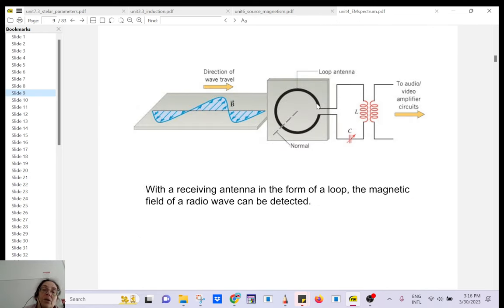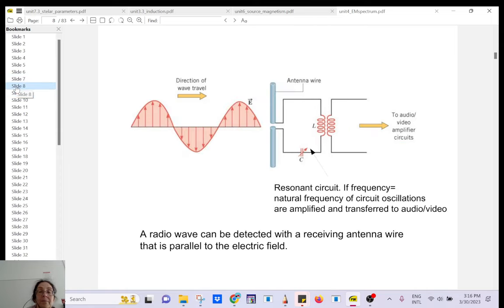Now, you also have antennas to detect your wave. So for example, here you have a loop antenna. You see the magnetic field arrives. So it's going to go through that loop here. So it's going to induce a current. Once the current is induced, you can have an amplifier here and you can listen to the music, which is carried by that electromagnetic wave.